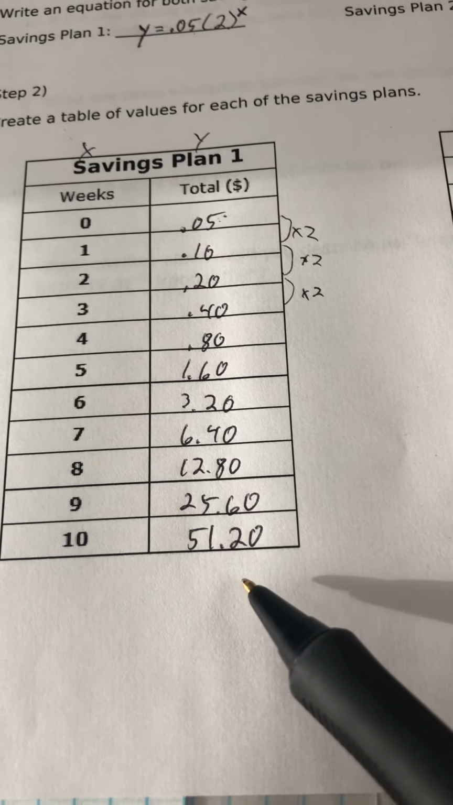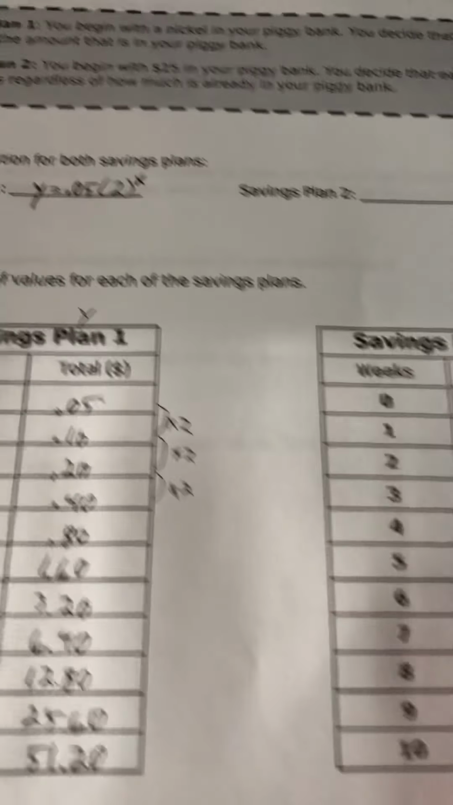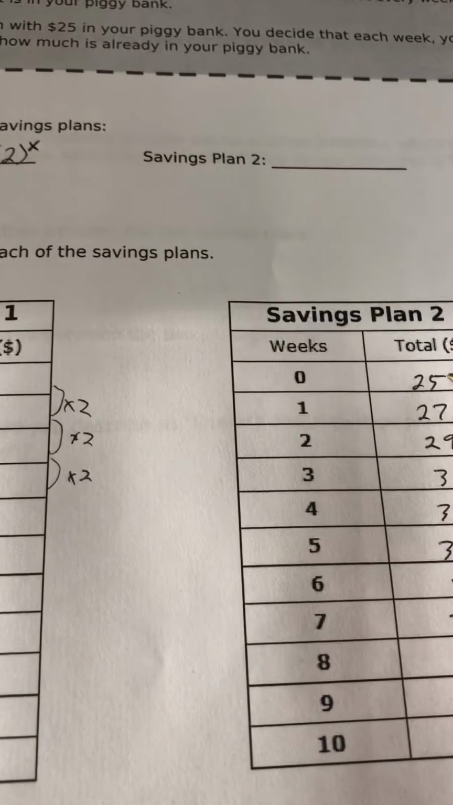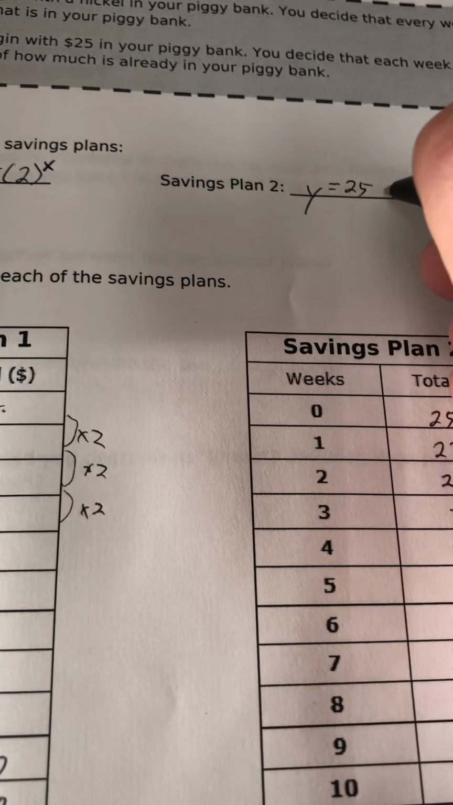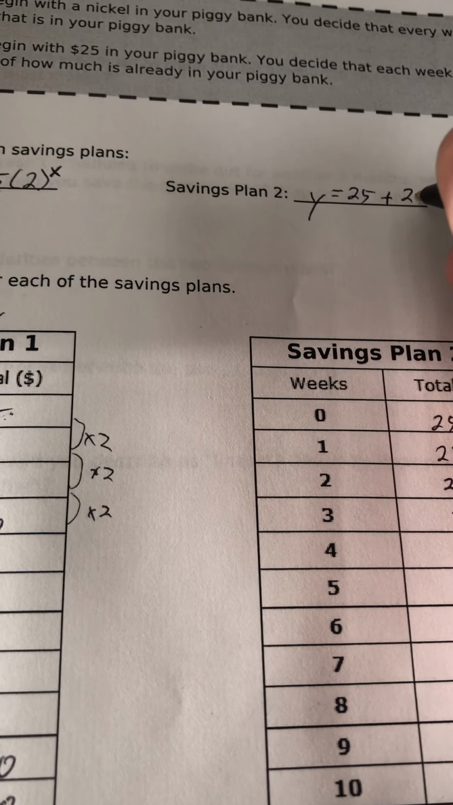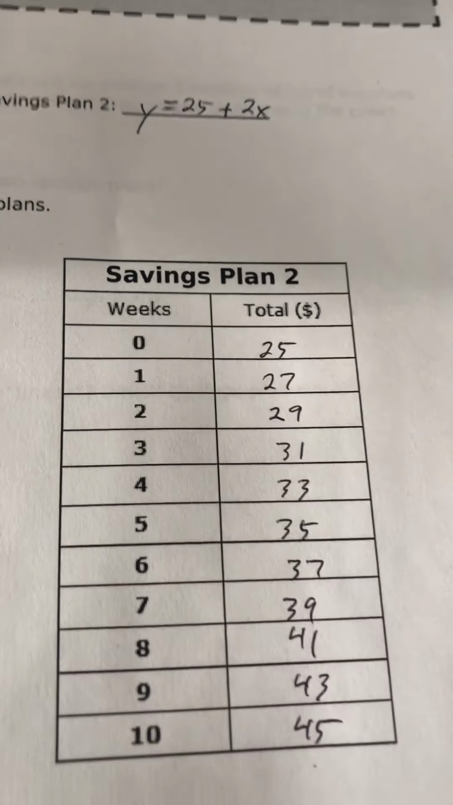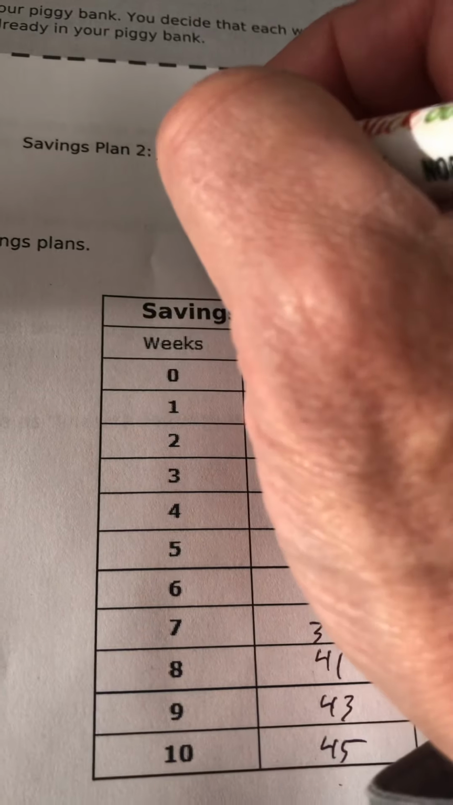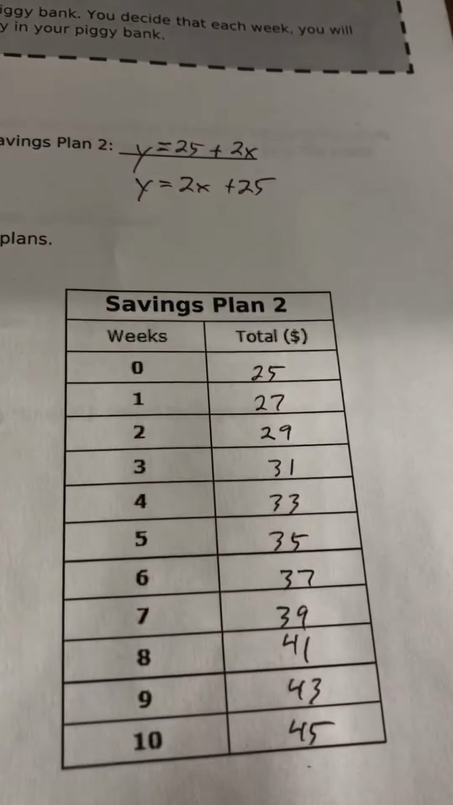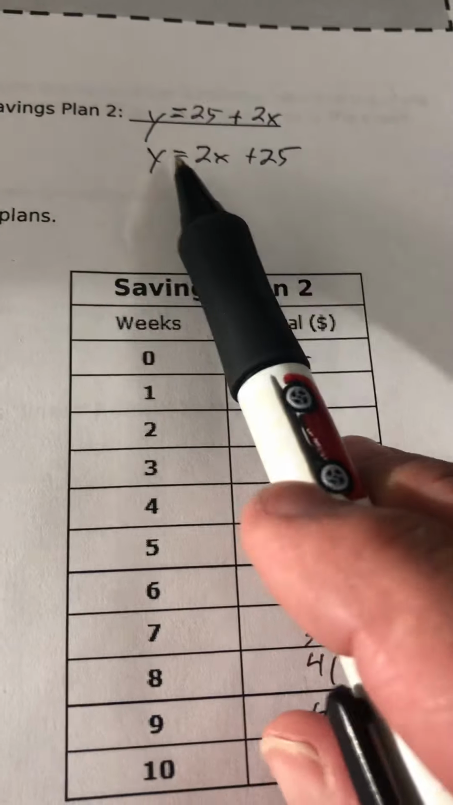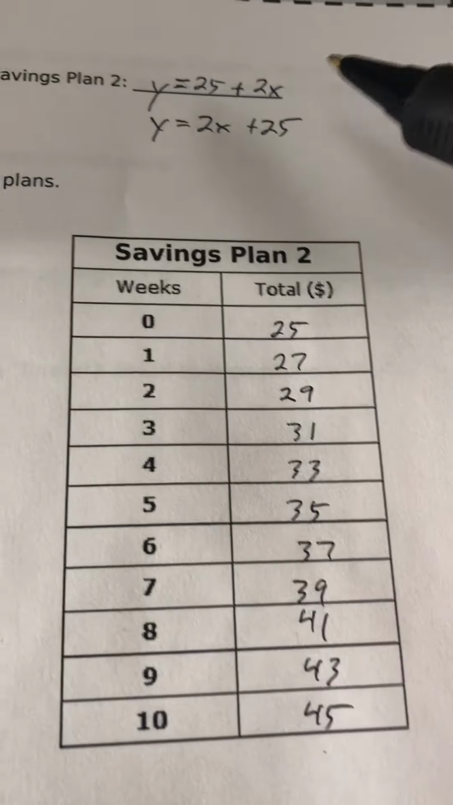And if this keeps going, this is going to be a heck of a lot more than savings plan 2. We started with 25, so we're going to have y equals 25 plus 2 times whatever week we're in. And just to double check that, if you want to write it in slope-intercept form, it would be y equals 2x plus 25, like that. That would be y equals mx plus b. Remember that? So you could write it like that too.